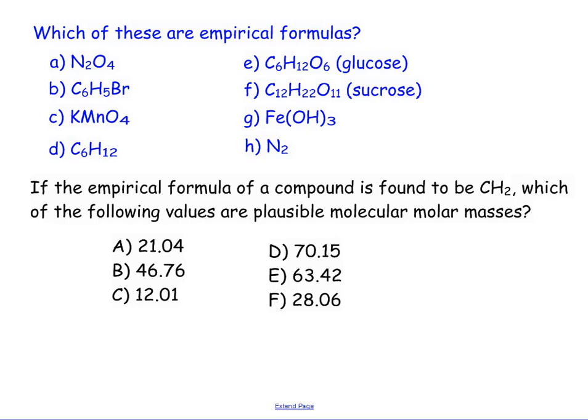So let's start with A. N2O4 is a molecule. That's how it exists in the laboratory. But it's not an empirical formula because we can divide both and call it NO2. NO2 is the empirical formula for N2O4. Whereas C6H5Br, we can't divide this by anything to make a smaller whole number ratio, so it is an empirical formula.